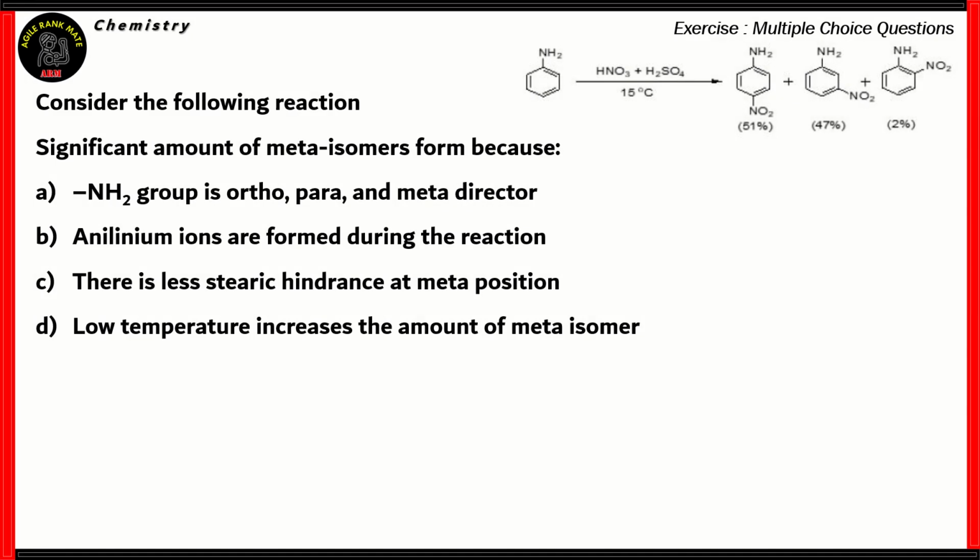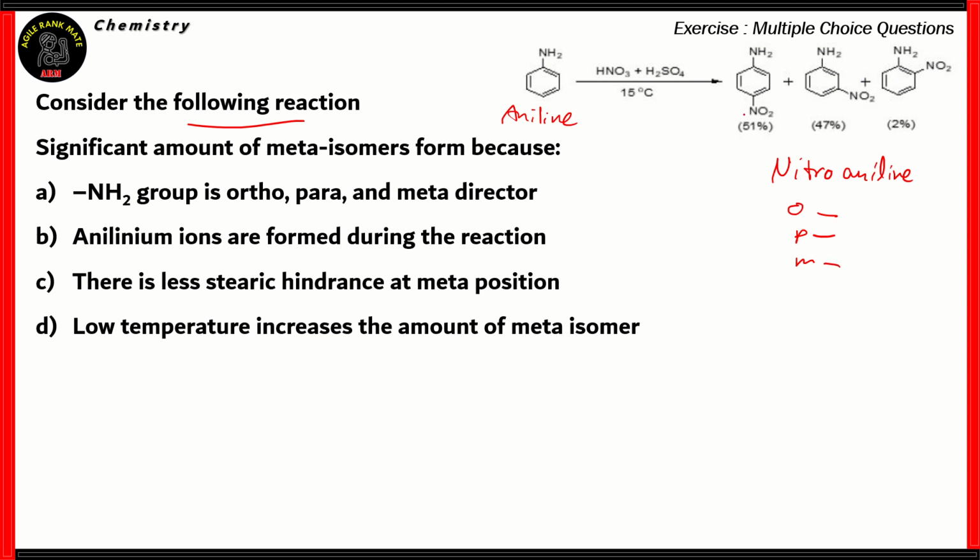Now let's look at the final question for the day. Consider the following reaction. On the reactant side, we have aniline, which gets converted to nitroaniline. Now here we see the division of the nitroaniline. So nitroaniline can be classified as ortho, para, and meta, depending on where the NO2 group sticks. If it's directly opposite to the NH2 group, then that's para. If it's close to the NH2 group, that's ortho. And if it's one carbon away from the closest carbon, then that's meta.